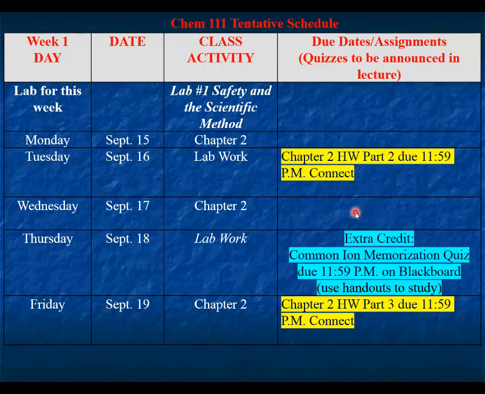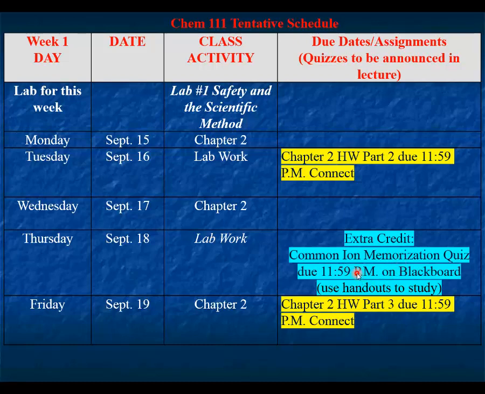On Wednesday, you should be starting Part 3 of the Chapter 2 homework. It will be due on Friday, but be working problems every single night to keep up with things. On Thursday, you'll go ahead and do lab work. There's an extra credit quiz on common ions. So there's a handout you'll be looking at with common ions. I'm getting you ready for Chapter 3 in advance. So yes, I expect you to look at the handout, start to learn common ion names and formulas and charges before we cover it in lecture. That'll make Chapter 3 quite a bit easier for you. So start working on those.